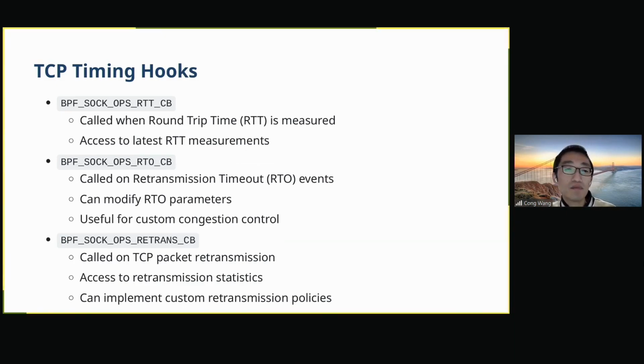And the second hook here is related to the retransmission timeout. So this is also very useful for TCP congestion control. If you want, for example, to modify the RTO related parameters, or if you want to customize your own congestion control, this is also very useful.